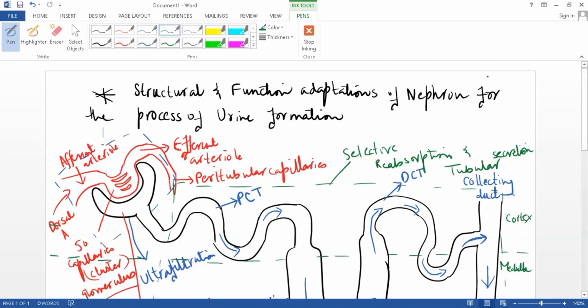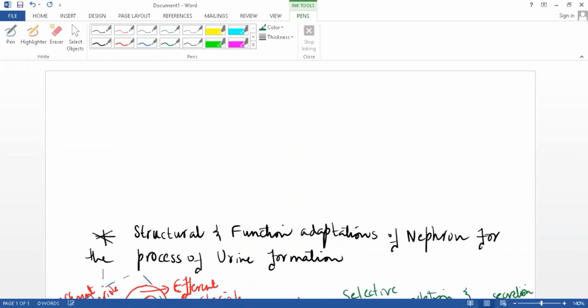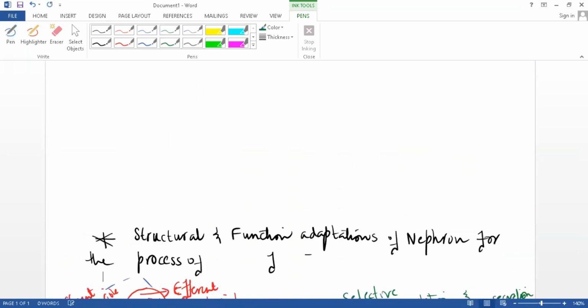Now the adaptations of each and every part of the nephron. First of all, we're going to start with the renal corpuscle. That's also called Malpighian body. The first part where ultrafiltration takes place.